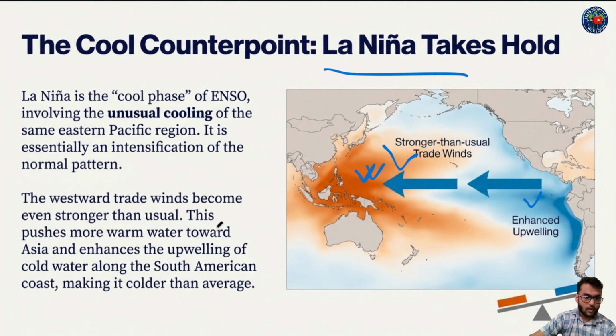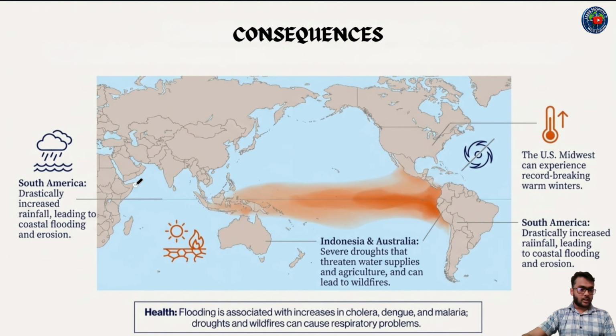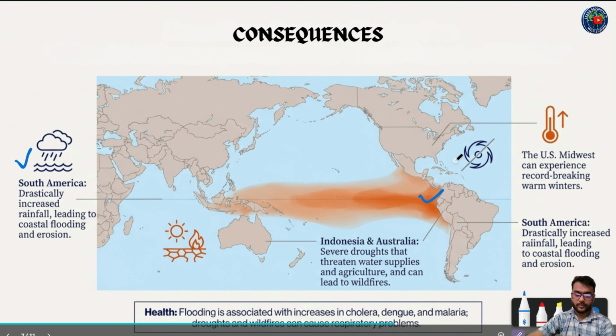This pushes more warm water towards Asia and enhances the upwelling of cold water along the South America coast, making it colder than average. This is La Nina. Now, the consequences of this whole ENSO process. In South America, drastically increased rainfall leads to coastal flooding and erosion. In Indonesia, severe drought threatens water supplies and agriculture and can lead to wildfires.